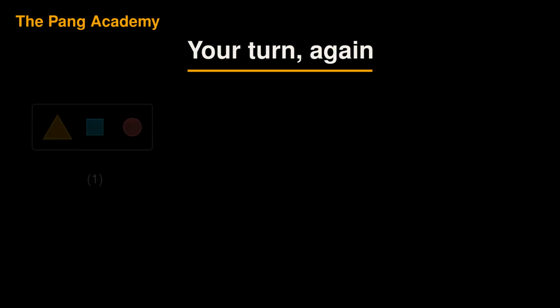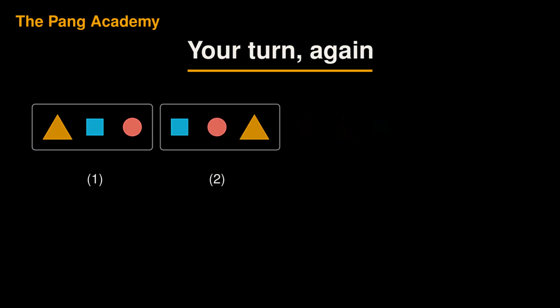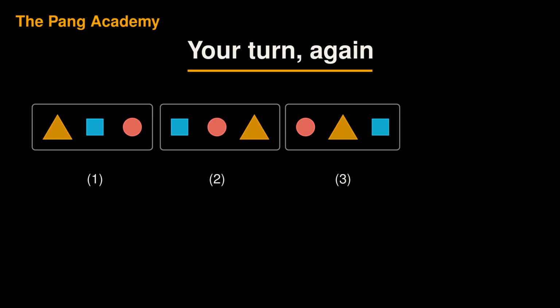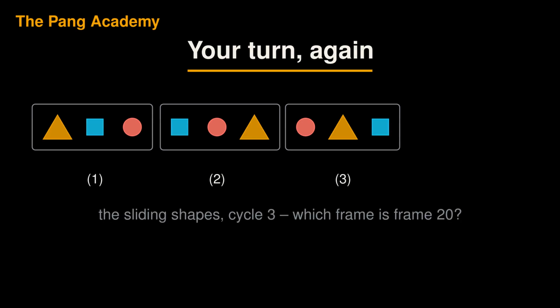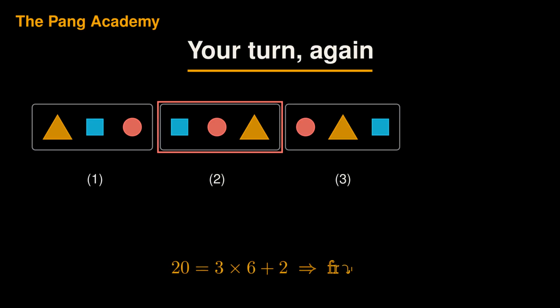One more, with a different cycle. The 3 sliding shapes, cycle 3. Which frame does frame 20 match? Work the remainder and pause the video before the answer appears. 20 is 6 threes, 18 with 2 left over. So frame 20 matches frame 2, the shapes lined up exactly as they were on the second step. Different cycle, but the same divide and keep the leftover move.